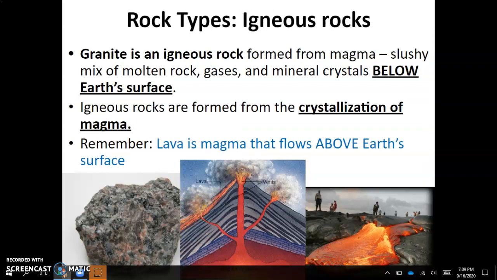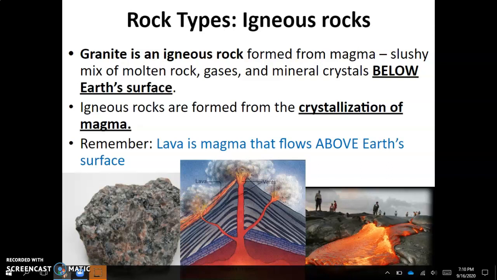An example of this would be granite. If you've ever seen granite countertops in a house or on TV, granite is an igneous rock. And igneous rock is formed from magma. So it's a slushy mix of molten rock, gases, and mineral crystals below the Earth's surface. Igneous rocks are formed from the crystallization of magma, and all that means is that the magma cools down. So when the magma cools and hardens, it forms igneous rock, but the cooling is called crystallization.